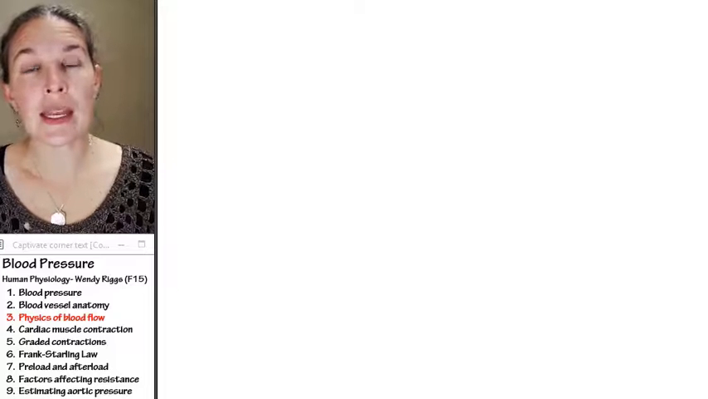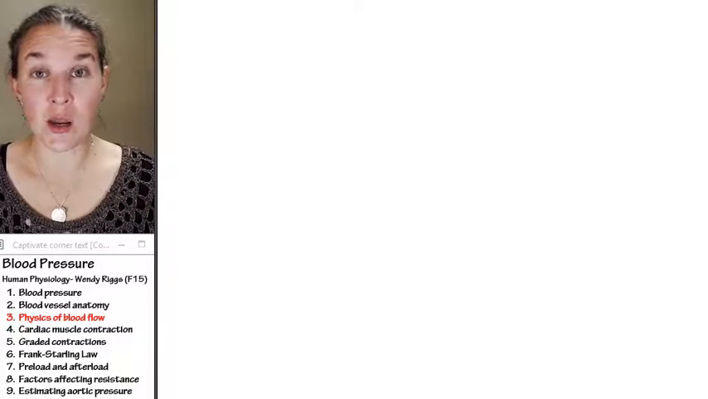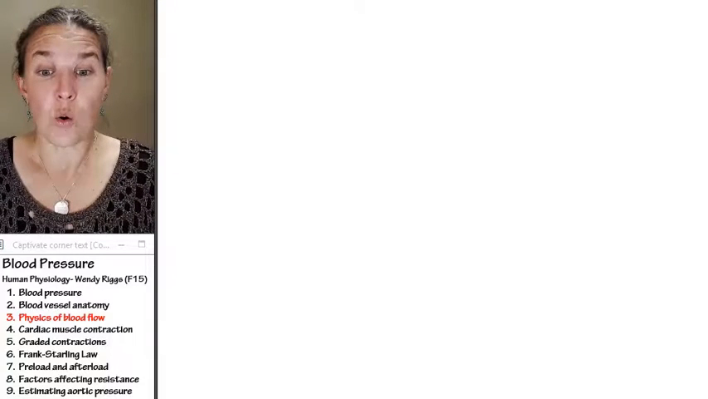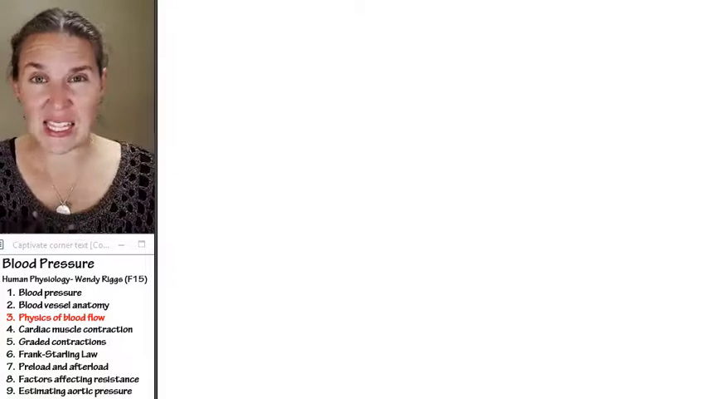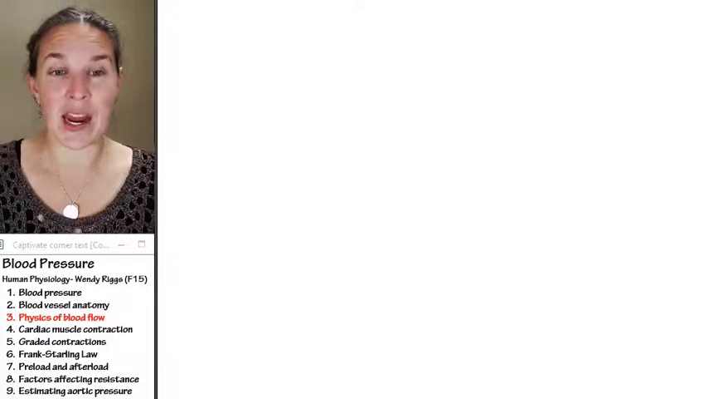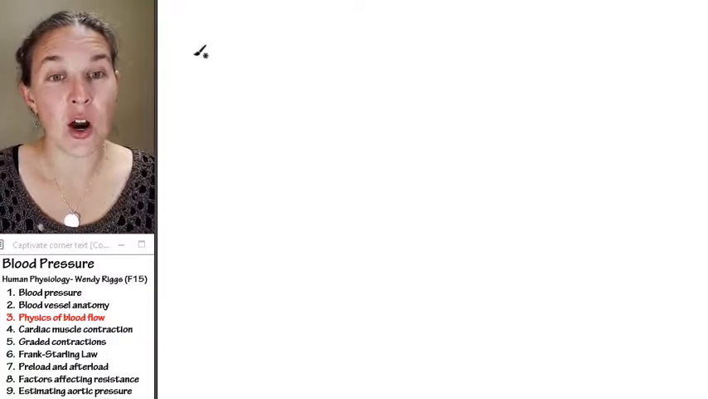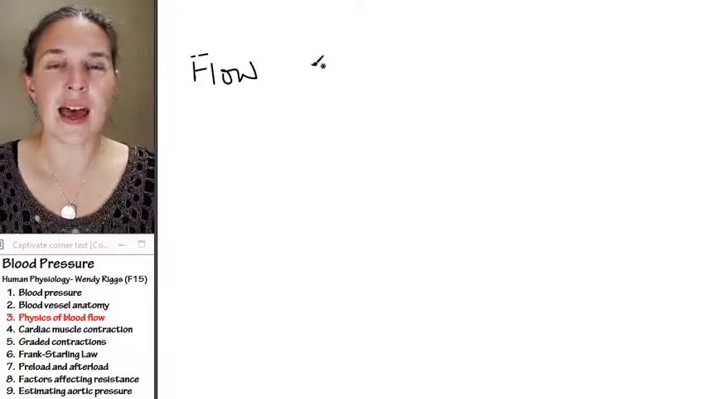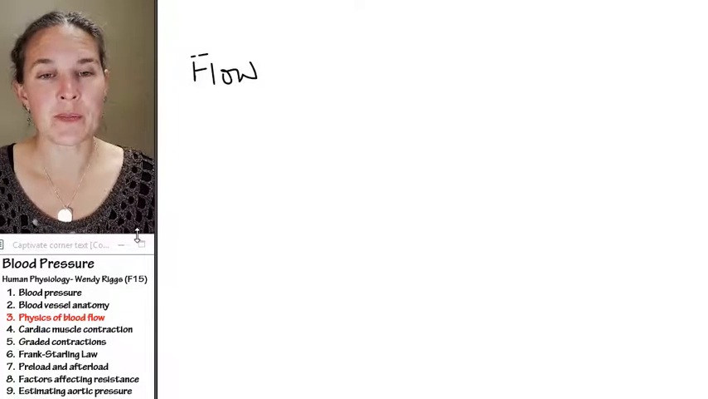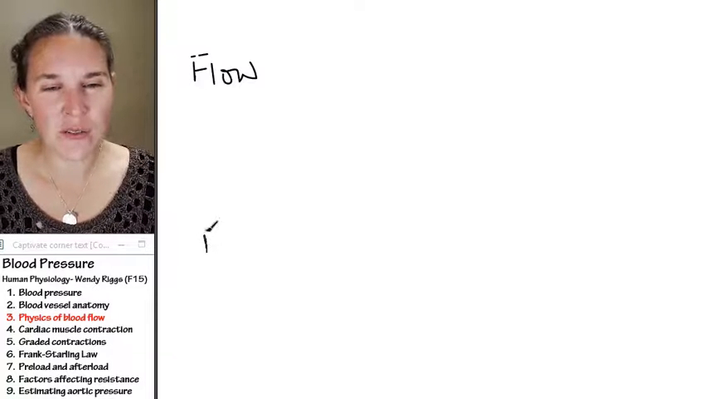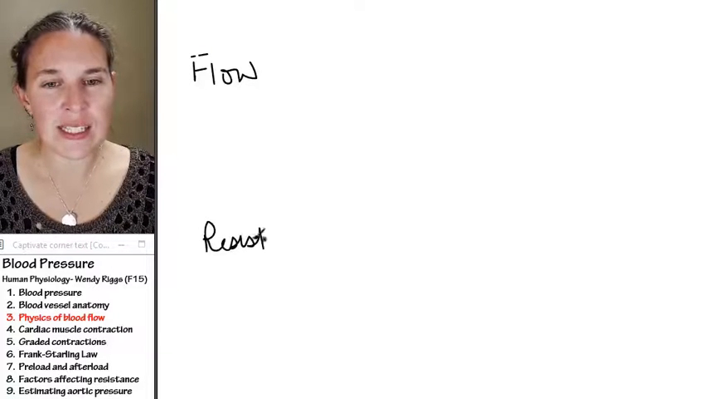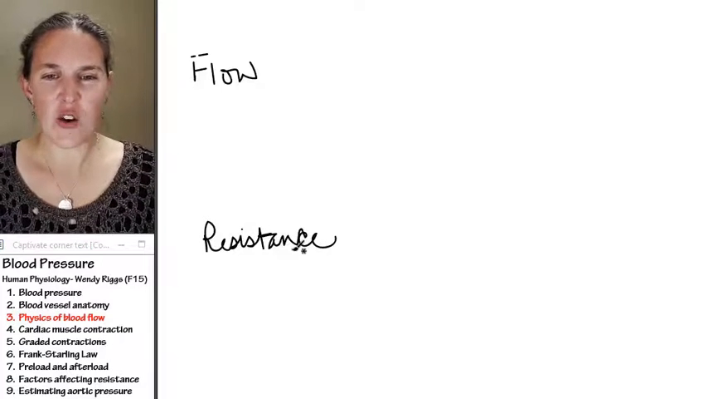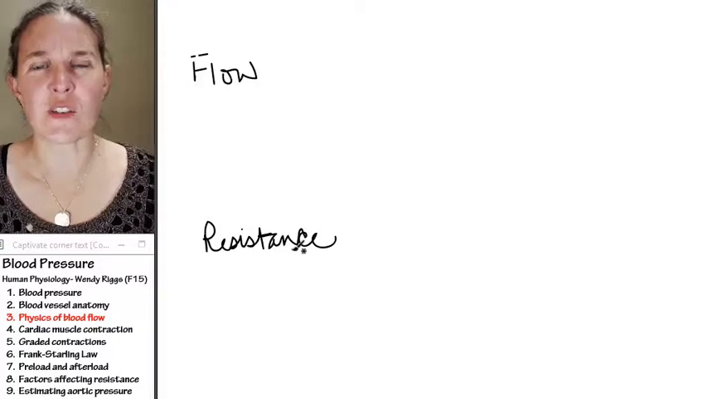There are two main characteristics that we want to talk about when thinking about the movement of fluid or blood in this case, or really anything that acts fluid-like, even air. And those two characteristics are flow. So we know that fluids can flow. And then we also intuitively have a sense of resistance, which is basically friction that opposes flow.